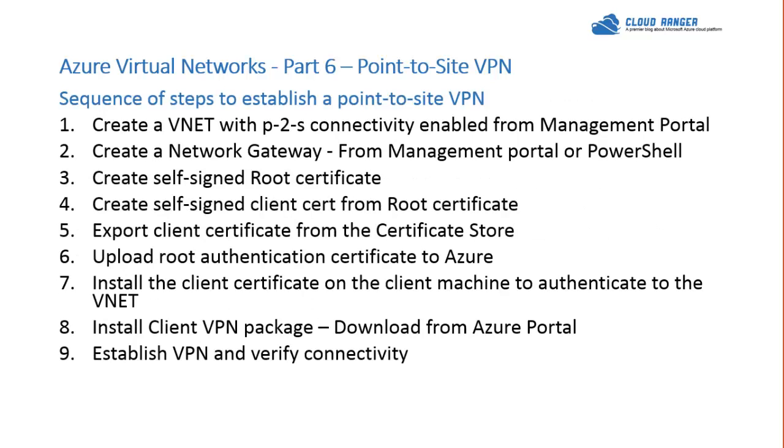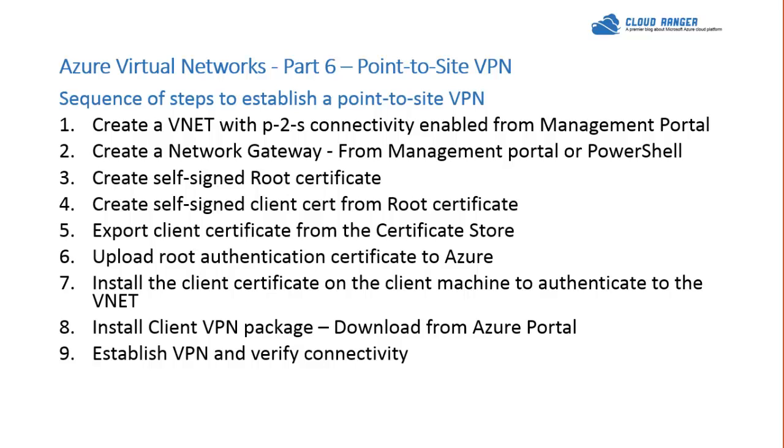These are the sequence of steps that we'll use to establish the point-to-site VPN. The first is that we'll create the virtual network with point-to-site connectivity enabled from the management portal. Second, once the virtual network is created, we'll create the gateway from the management portal. I'll show you the PowerShell command for it as well, but we'll be doing this from the management portal. Then steps 3 and 4 are related to the certificate: we'll create a root certificate, and generate a self-signed client certificate from that root certificate. And step 5 is that we'll export the client certificate from the certificate store. This is the certificate that you'll be distributing to the client computers.